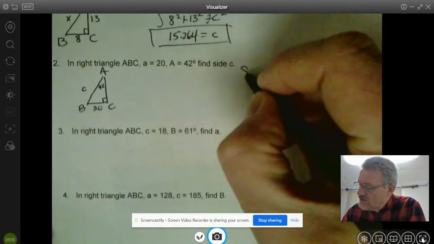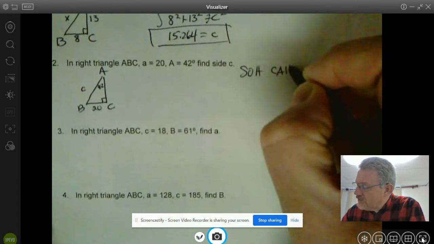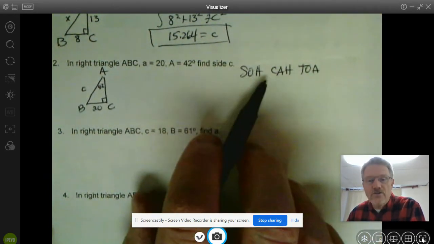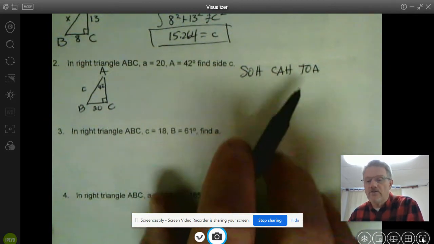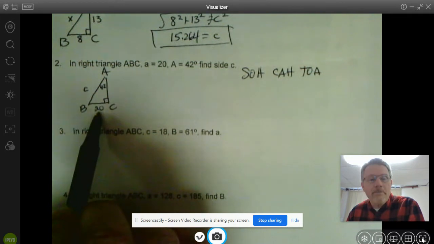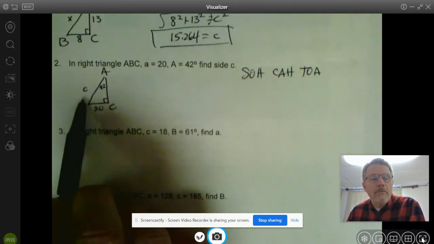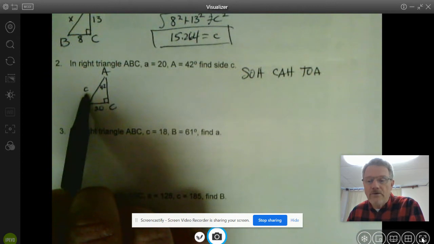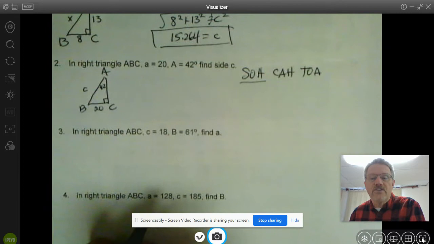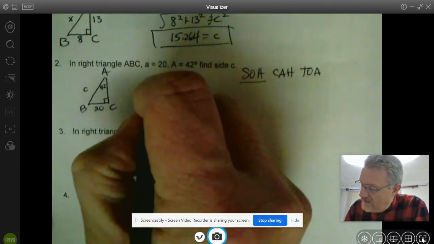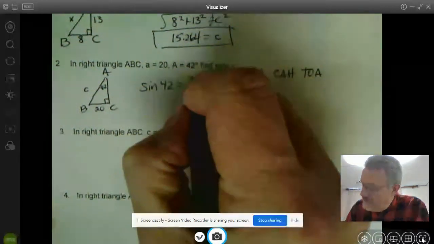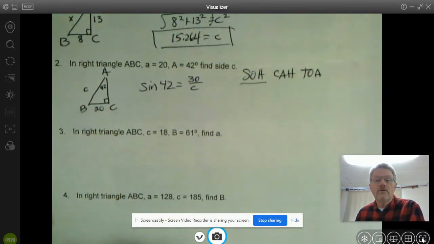Now, using SOHCAHTOA, I have to determine which function is going to work: sine function, cosine function, or tangent function. That's what I mean by which function. I have the opposite, and I'm looking for the hypotenuse. So opposite and hypotenuse means I'm going to use sine. Sine of the angle equals opposite over hypotenuse.